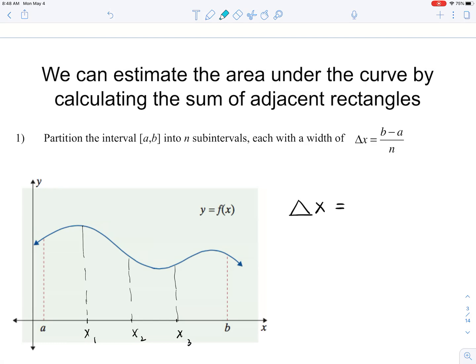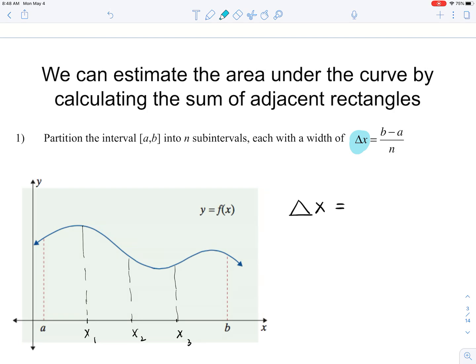Before we actually calculate the exact area, we're going to start by estimating the area under the curve by calculating the sum of the areas of adjacent rectangles, so rectangles that are next to each other. We're going to start by partitioning the interval from a to b into n subintervals, and then each subinterval will have a length of delta x. And we can find the width of each subinterval by taking b minus a and dividing it by n.